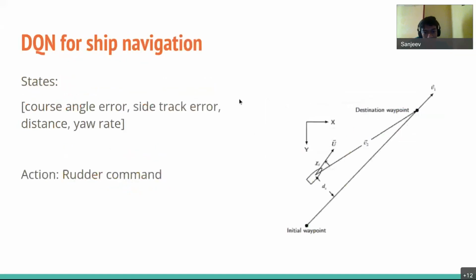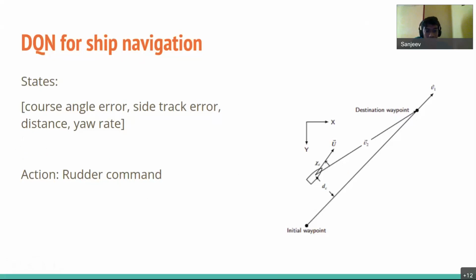Okay, so I'll go into how we are using deep learning for ship navigation. This is our state space. We have four quantities in our state. The course angle error is the difference between the desired heading and the current heading of the ship. The side track error is the perpendicular distance between the current location of the ship and the desired path. The distance to the destination is another quantity in the state space, and the yaw rate is another one. All these four quantities are continuous.